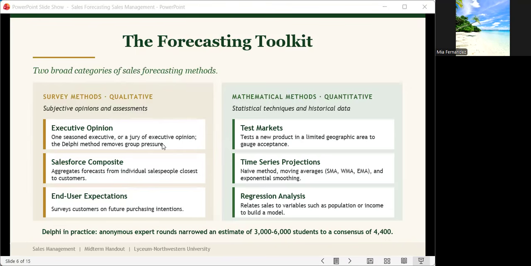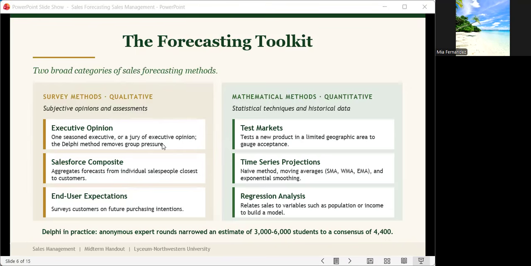Another is the Salesforce Composite. It means aggregating estimates from individual salespeople, who are the people closest to the customer. So in here, the salespeople have a voice in predicting or forecasting. Of course their ideas matter, since they are the frontliners. They interact with the customers. So most probably they would understand the needs of the customers and their preferences.